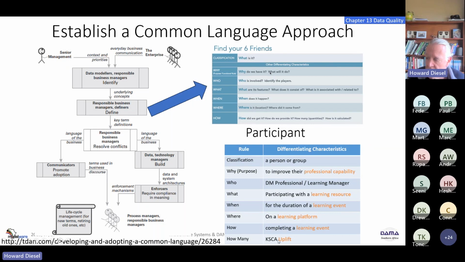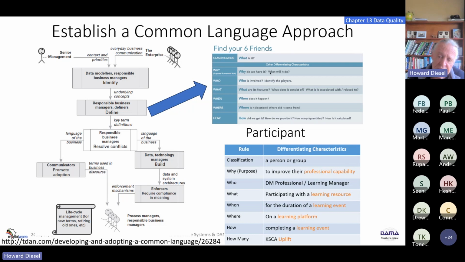Okay, so we're saying a learner or a participant, they're looking for knowledge upliftment. So these are helpful things, because you now get relationships between your different terms, and you can start also building a data model and checking your data model with this at the same time. Okay, there's a nice article by David Hay, which is called Developing and Adopting a Common Language.